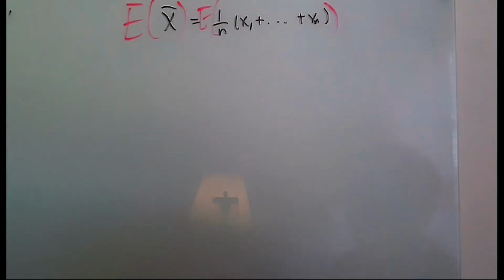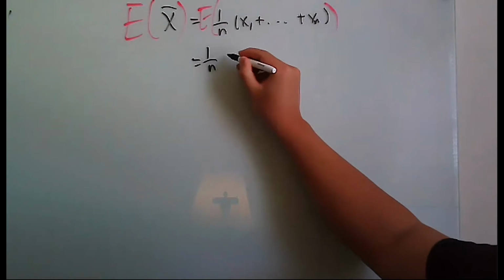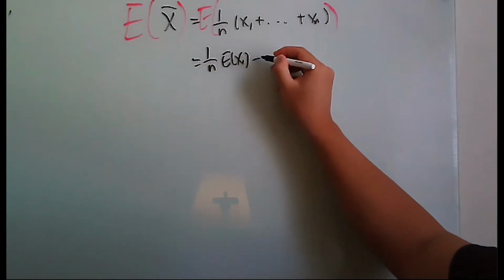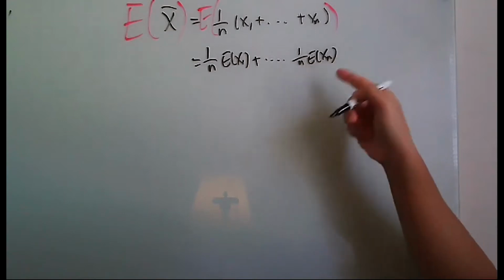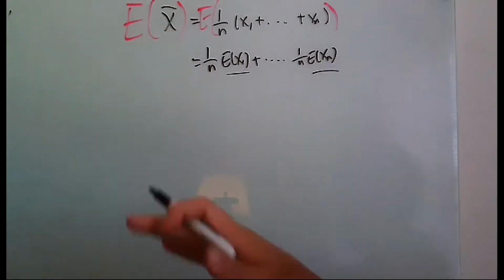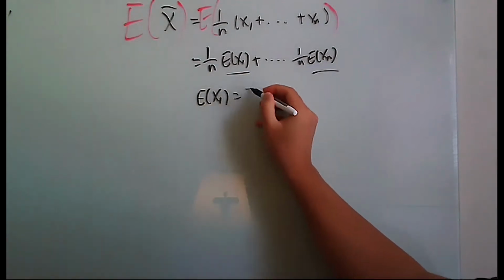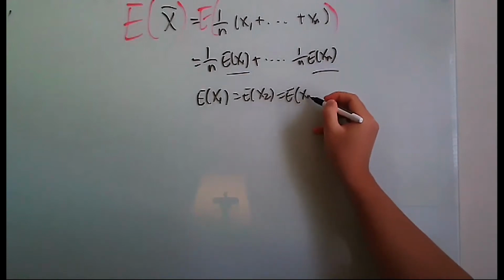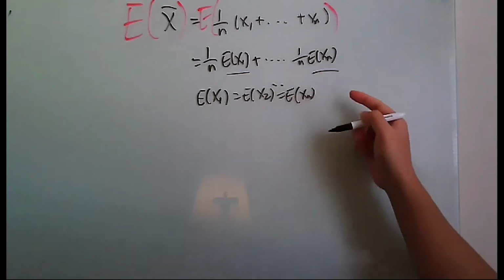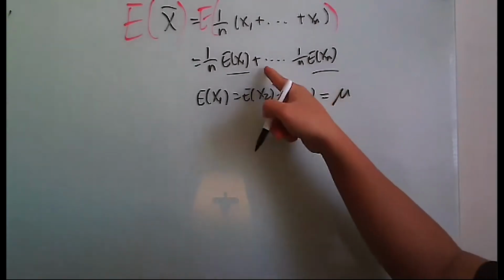So then, by the property of expected value, you can distribute them out, and you can rewrite this as 1/n times expected value of x1 plus ... plus 1/n times expected value of xn. But the assumption we made a couple slides ago was that expected value of x1 equals expected value of x2 equals expected value of xn. So everything is the same, which is mu, right? So we replace that here.